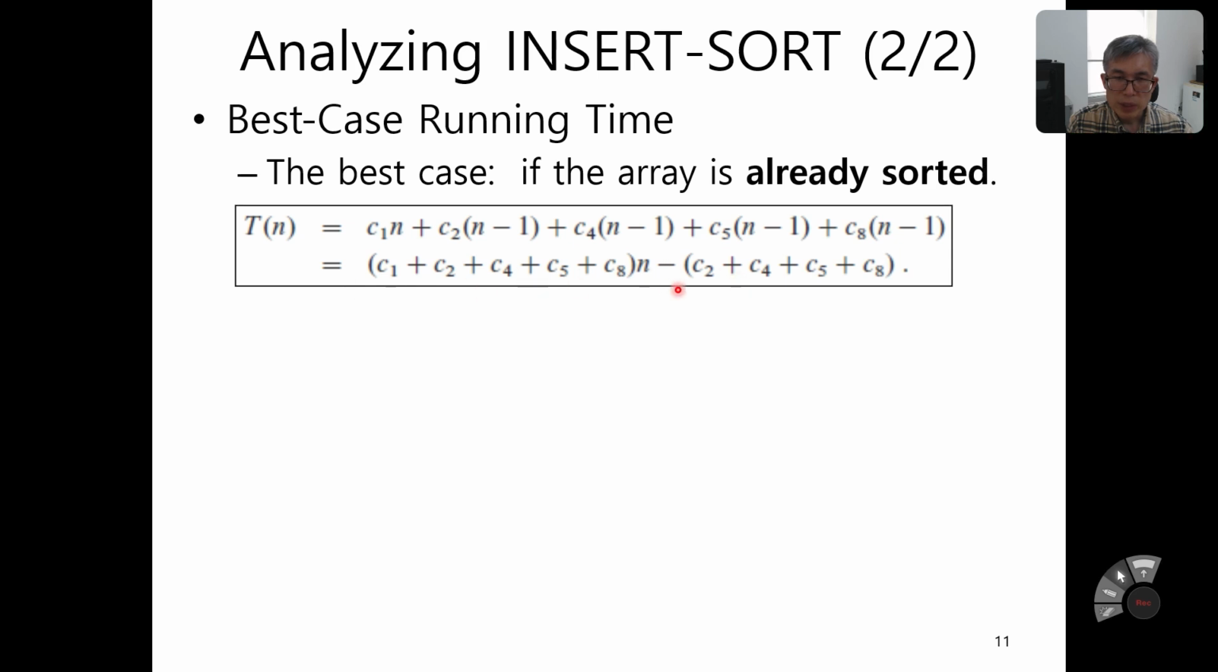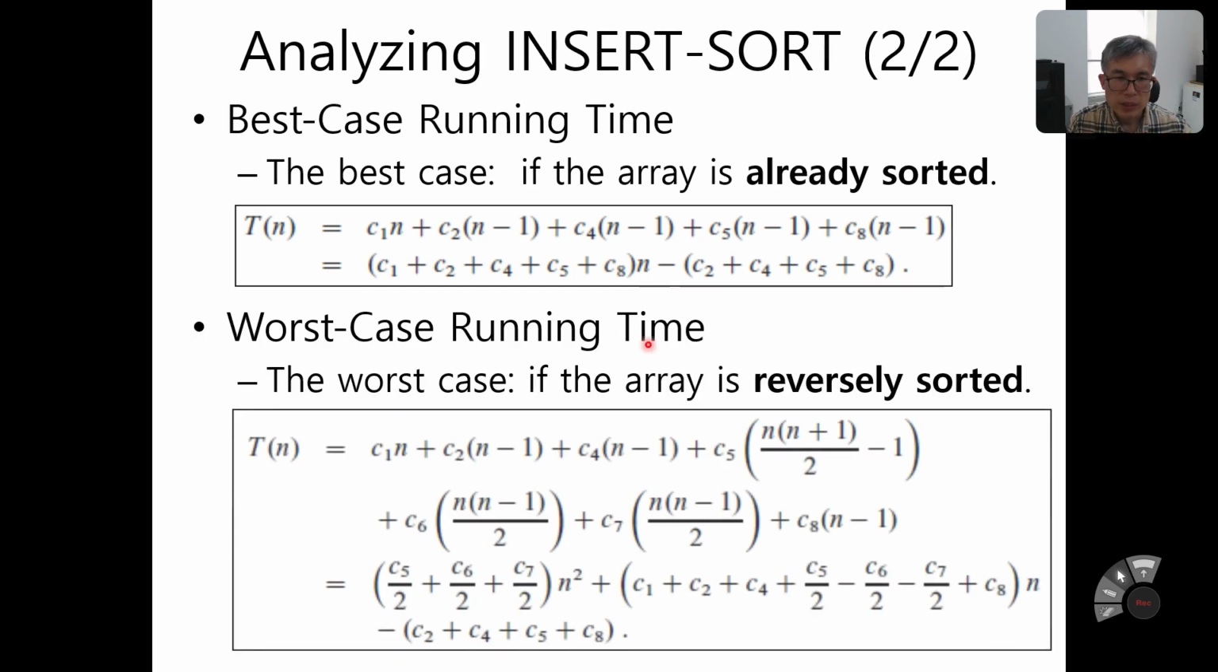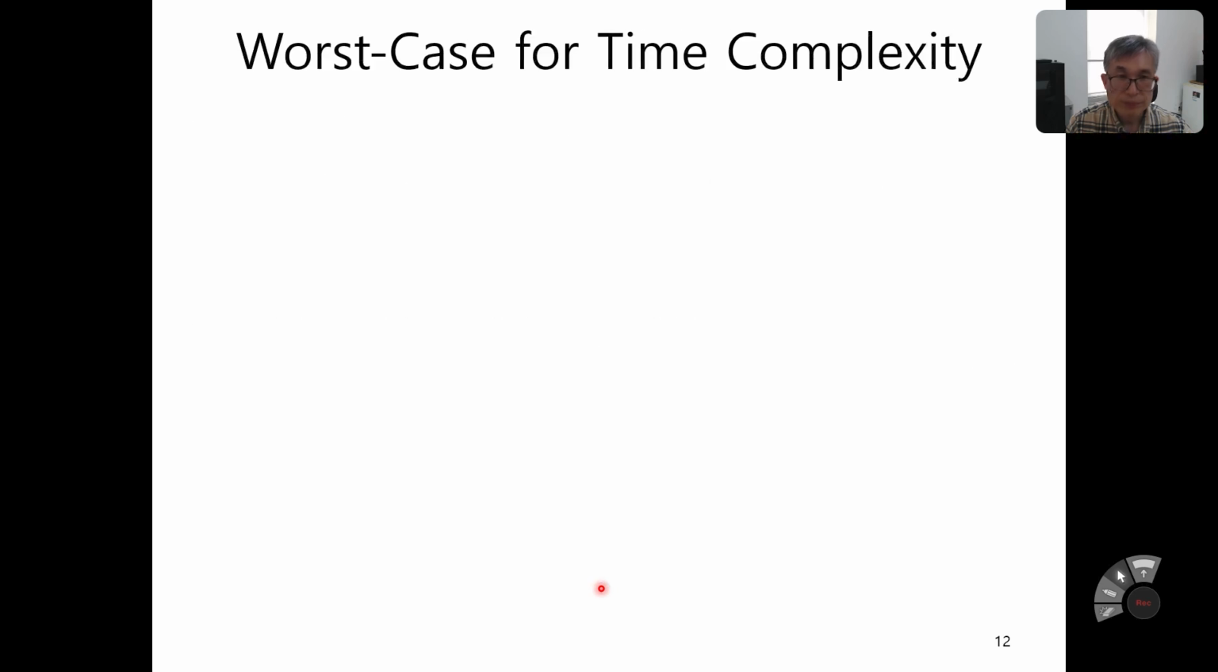Eventually it's constant, this is constant minus, right? So this is n. So in the worst case, if the array is reverse sorted, this summation takes its worst case value, and then we can arrange it and we have n squared. So n squared is the worst case time complexity.